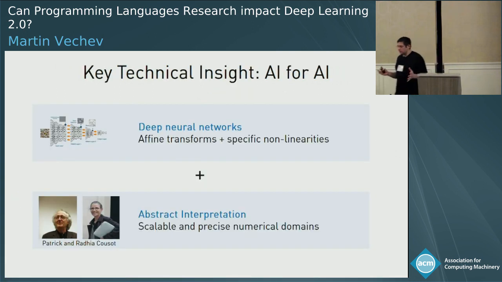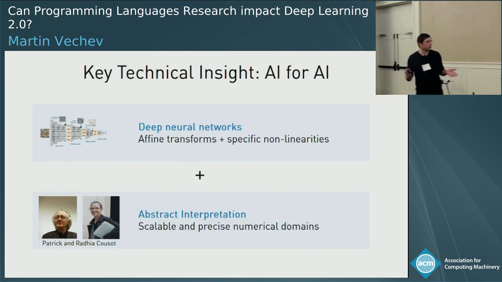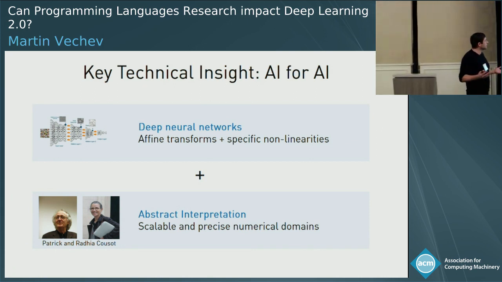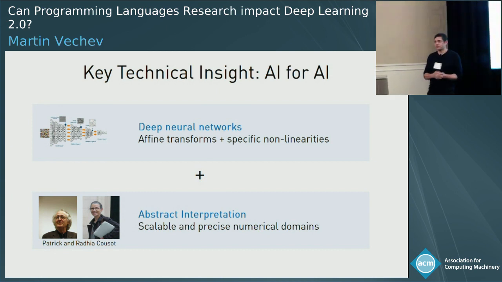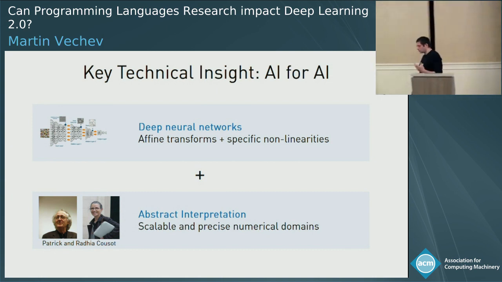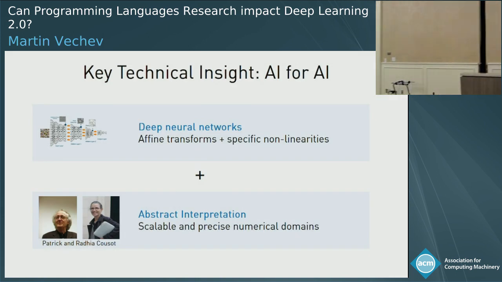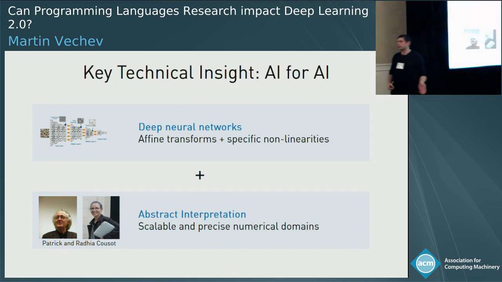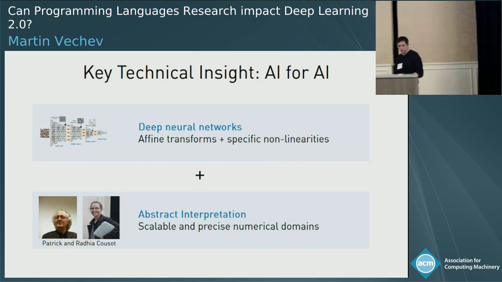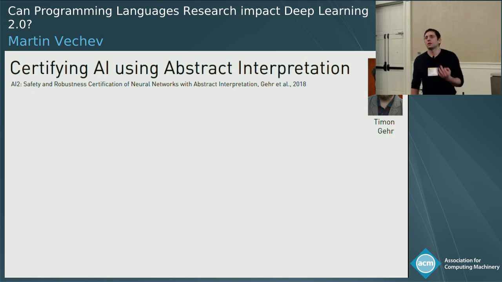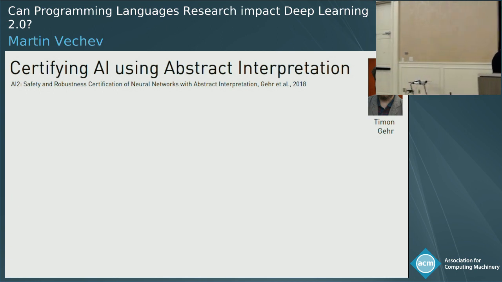And so we had this insight a couple years ago, which, put in that way, is kind of obvious. It basically says deep models are affine transforms and restricted kinds of nonlinearities. And abstract interpretation has had 40 years of numerical domains. Why don't you just merge the two together? Which is what we did in this framework called AI2, which gives you a generic construction to take advances in numerical domains and apply them to this problem of certification of deep models, of neural nets.